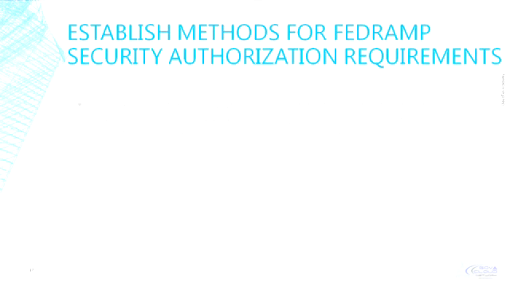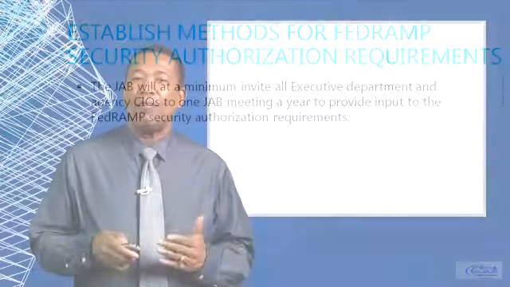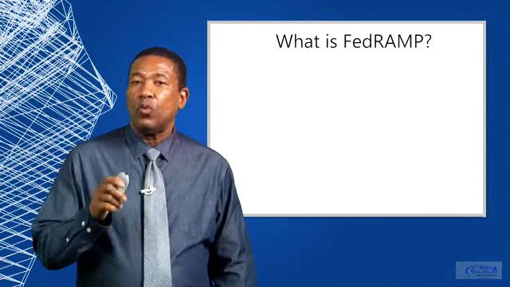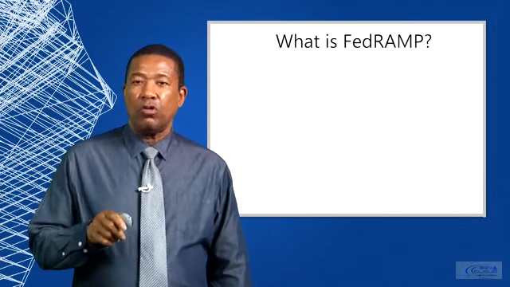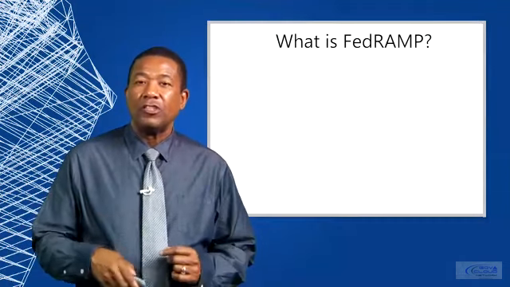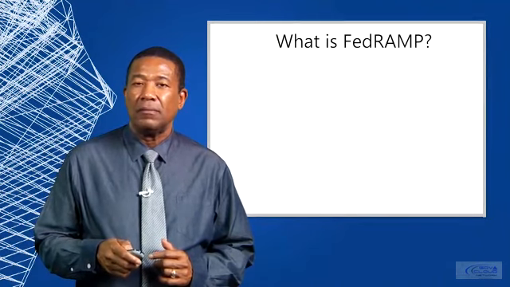At a minimum, the Joint Authorization Board must invite all Executive Department and agency CIOs to one JAB meeting a year in order to provide input to the FedRAMP security authorization process. The JAB will work with the FedRAMP Program Management Office to establish methods for regular input by all executive departments and agencies.